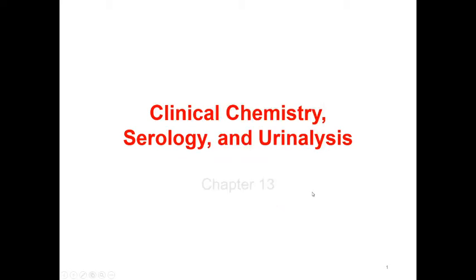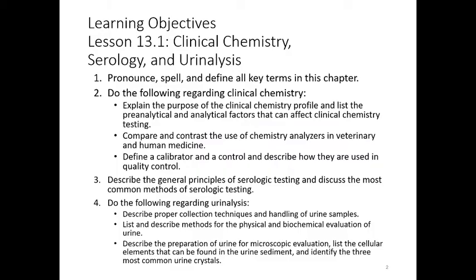Today we're going to be talking about Chapter 13 in your McCurnin's book, which is Clinical Chemistry, Serology, and Urinalysis. We're going to go over this pretty briefly in an introductory manner so you have a basic idea of what we're looking for and why we're looking for it. But we're going to go into this a little bit more as we go through anatomy and physiology later on in this program.